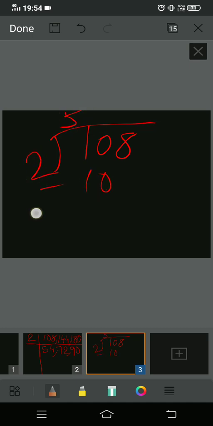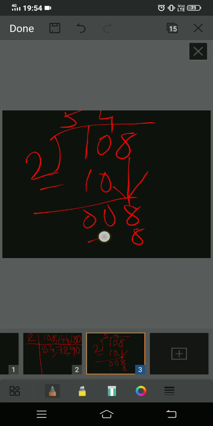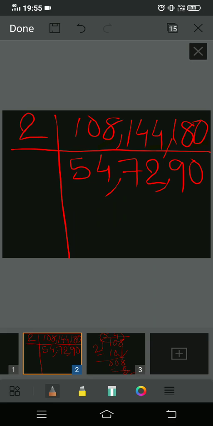So 108 divided by 2. If I'm just showing, 2 5s are 10, and we minus, you will get 0. We'll take 8 below. 2 4s are 8, remainder 0. So now what is the answer over here? 54. So that is why what have we written here? 54. Okay, that is how you have to divide 144 by 2, 180 by 2. So when you divide, you will get these answers.